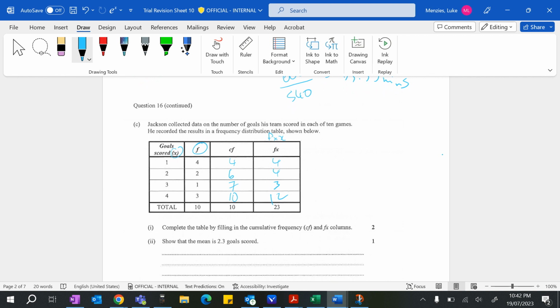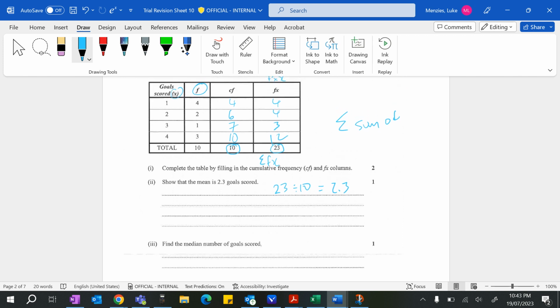Now, I don't know if you remember back to, I think it's year 8. We want the sum of the scores, and that little sigma means sum of. So we're looking for the sum of the scores, which is already given to us, which is 23, divided by the number of scores, which is the sum of the cumulative frequency, which is 10. So 23 divided by 10 is equal to 2.3, which is what was required.